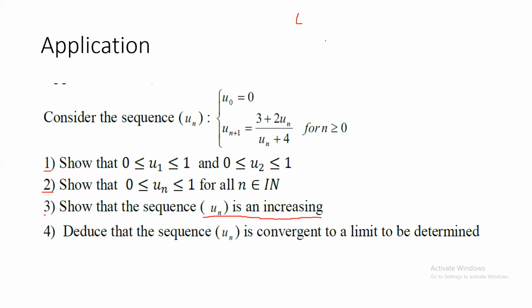We study the sign of UN plus 1 minus UN. UN plus 1 is given here: 3 plus 2 UN over UN plus 4, minus UN.